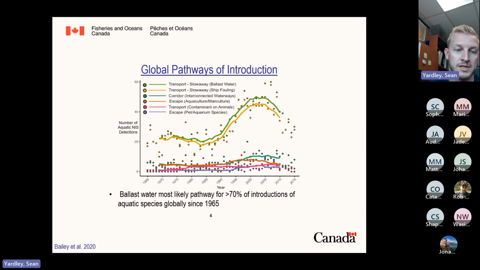But the main takeaway from this slide is that ballast water is the most likely pathway for greater than 70% of introductions since 1965. And that's why our lab spends so much time and effort specifically looking at the shipping industry as a pathway of introduction.